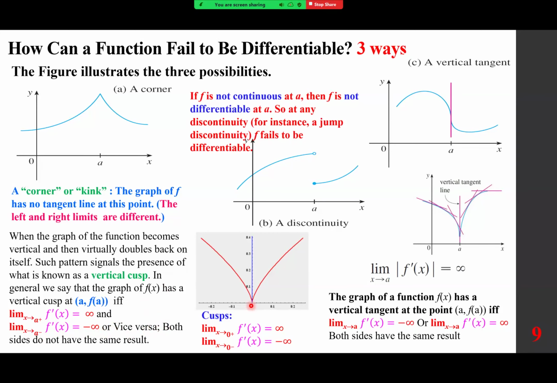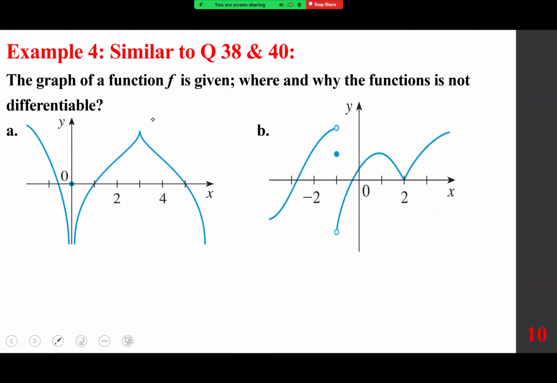So for example, here at 0, the limit of f prime of x as x approaches 0 from the right is infinity, but from the left is minus infinity. And understand sometimes it becomes difficult to distinguish among those three. You don't have to worry about that too much. Here's a very simple example.